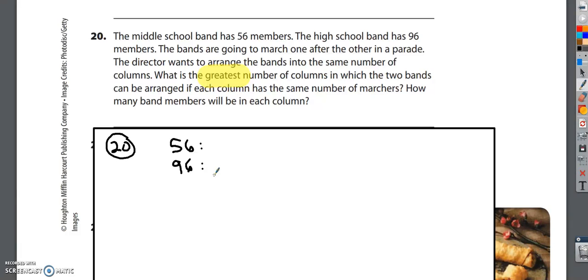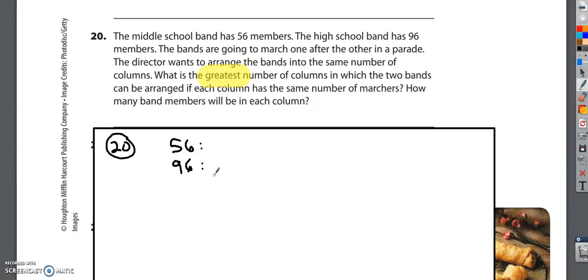This probably doesn't require it, but it sure would be helpful to have a multiplication chart. What you do is you scan your multiplication chart for 56 and 96. And when you find 56 and 96 in either the same row or the same column, you then go find that factor. That's one way to do it.